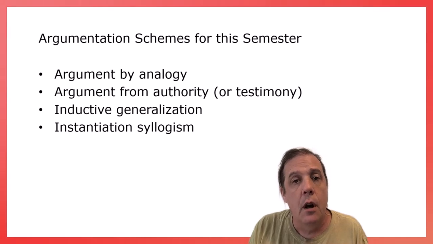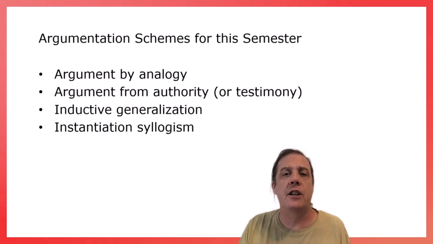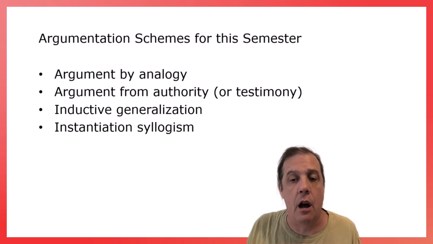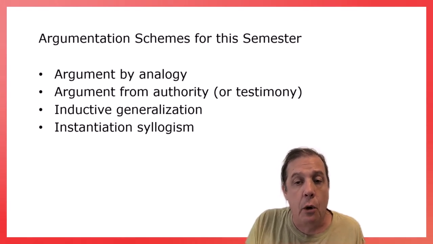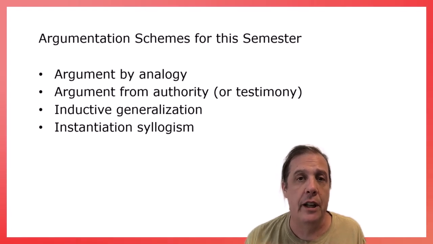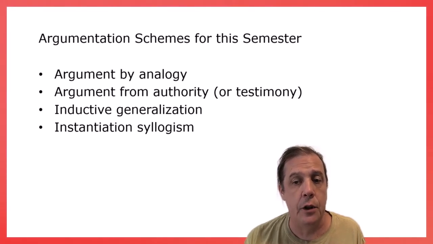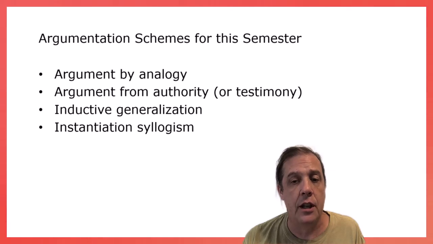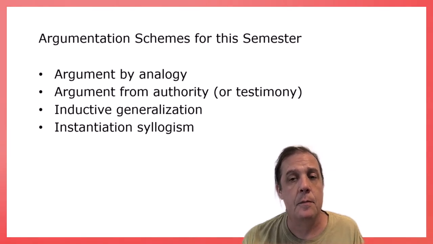syllogism. Argument by analogy is when you say that because two things are similar in some ways, they are probably also similar in other ways. Argument from authority is when you say that something is true because you heard it from a reliable source. So, inductive generalization is when you make a generalization based on knowledge of a few examples. And instantiation syllogism is when you start with a generalization and apply it to a new case.